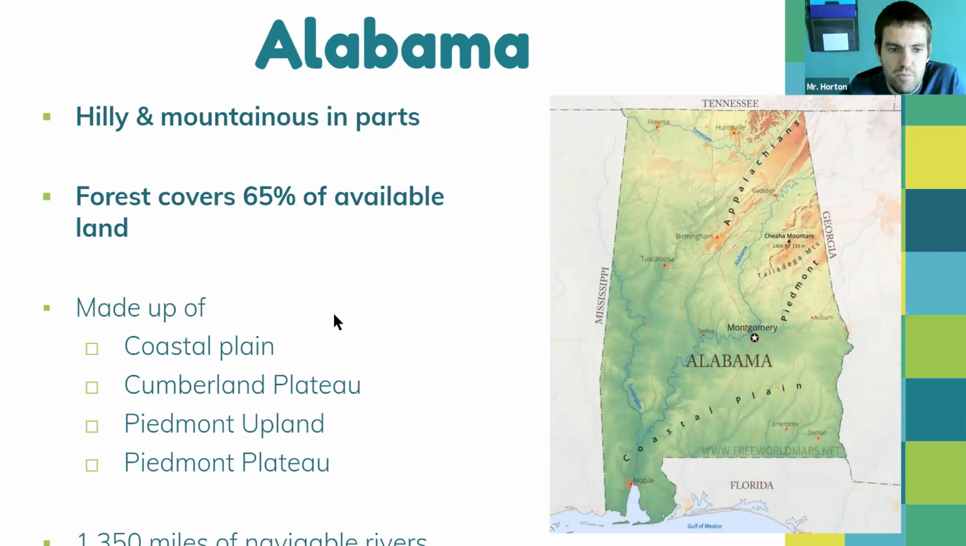It's mostly made up of four regions: a coastal plain, the Cumberland Plateau, the Piedmont Upland, and the Piedmont Plateau. And there are about 1,400 miles of navigable rivers, so rivers that you can sail through, within the state of Alabama.